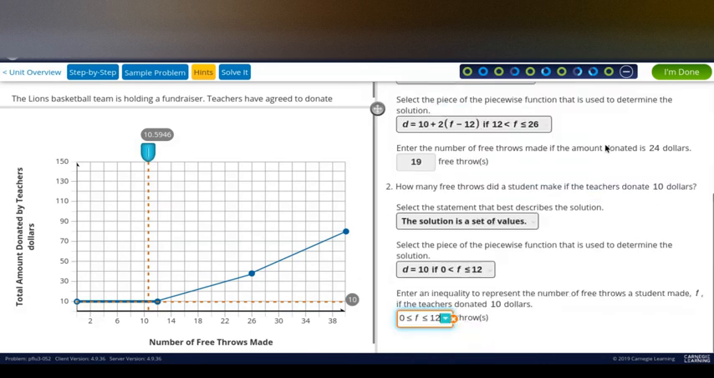Oops. That's right. I guess you don't get paid $10 if you make no free throws. So 0 would not be included in that set. There we go.